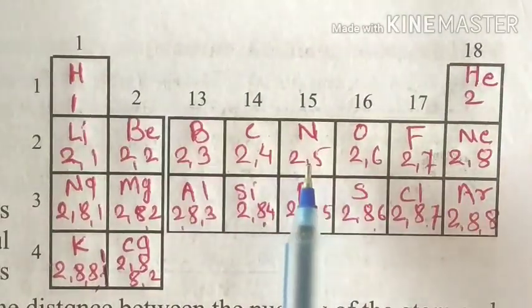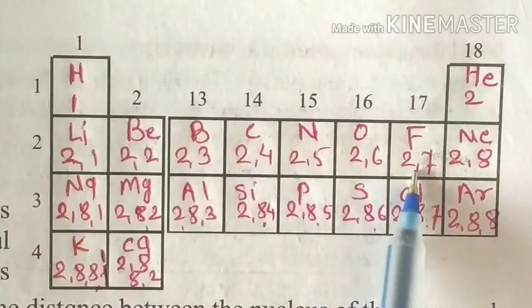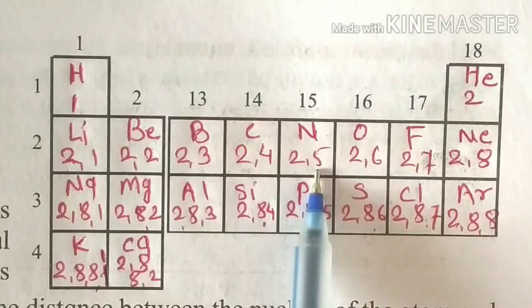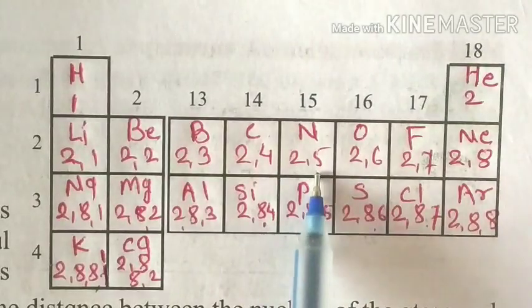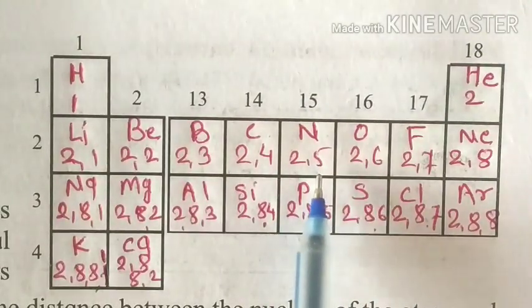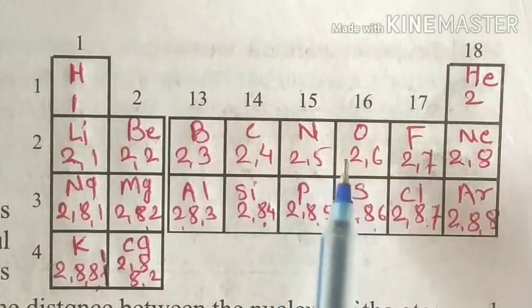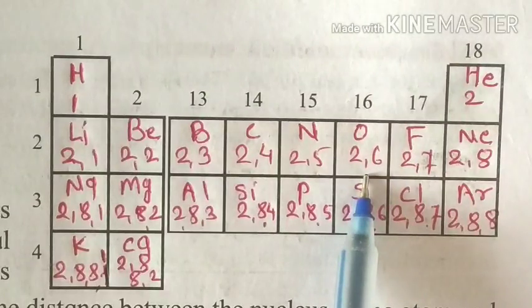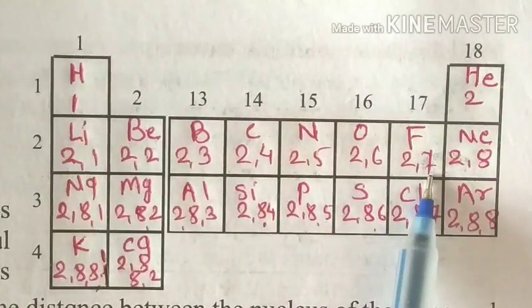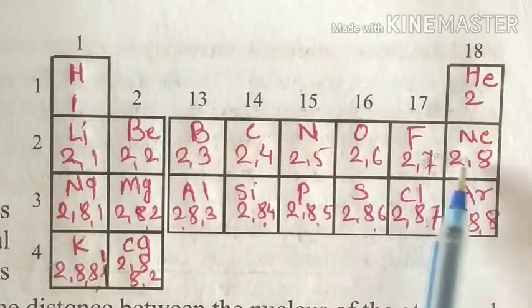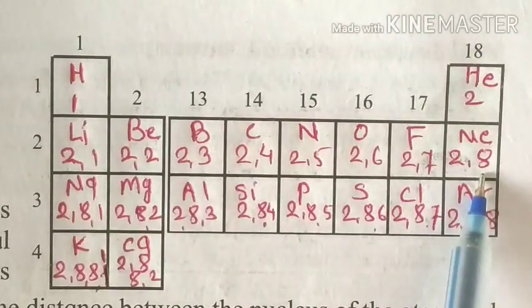But what happens from nitrogen, oxygen, fluorine? See, the number of electrons in the outermost orbit of nitrogen is 5. So it is easier to accept 3 electrons than to donate 5 electrons. So the valency of nitrogen is 3. Likewise, the valency of oxygen is 2 and the valency of fluorine is 1, because it takes 1 electron and completes its octet. And neon has already completed its octet, so it is a zero group element.